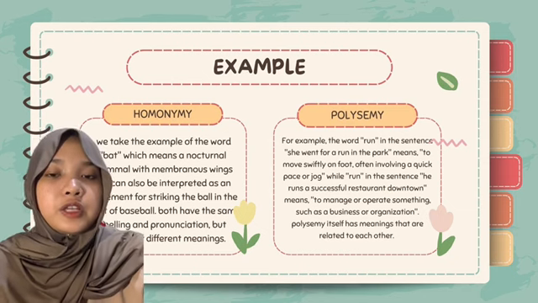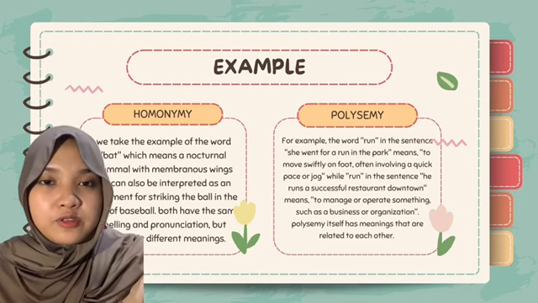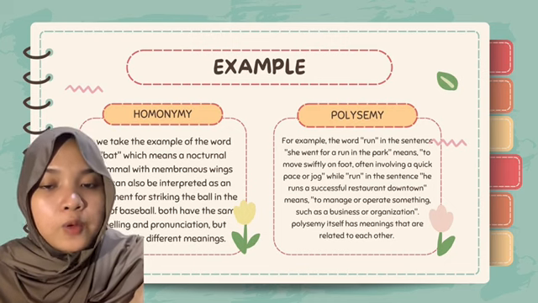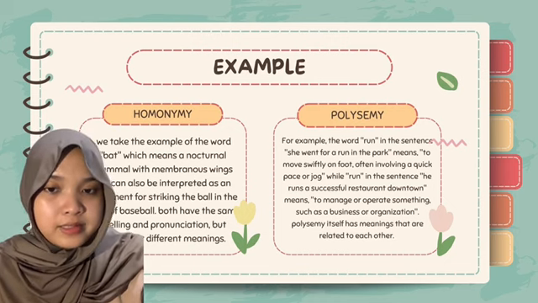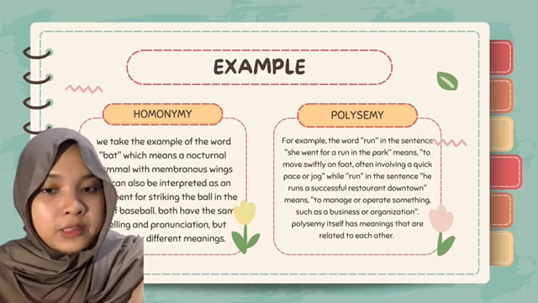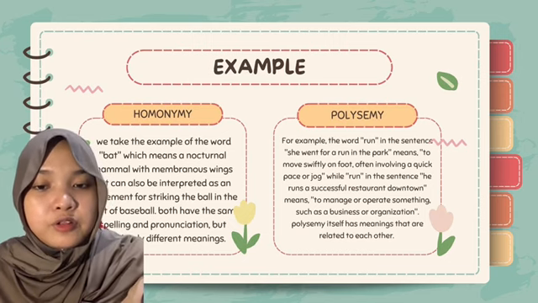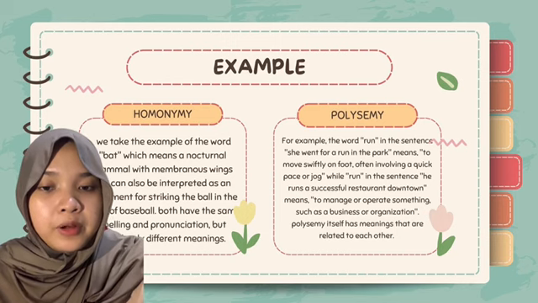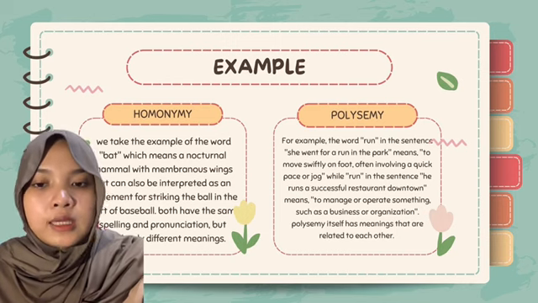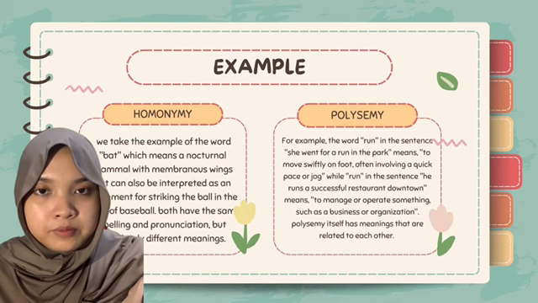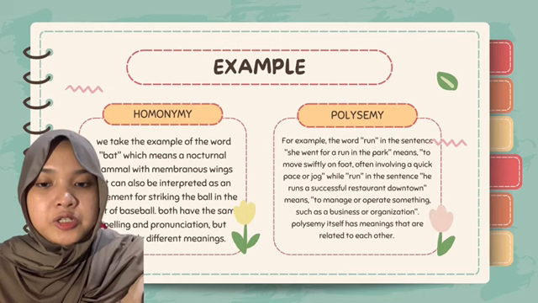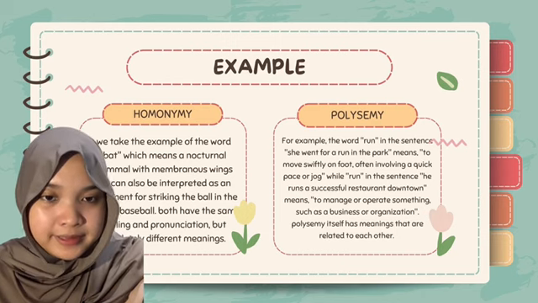First, we are going to talk about the example of homonymy. We take the example of the word bat, which means a nocturnal mammal with membranous wings, but can also be interpreted as an implement for striking the ball in the sport of baseball. Both have the same spelling and pronunciation, but completely different meanings.